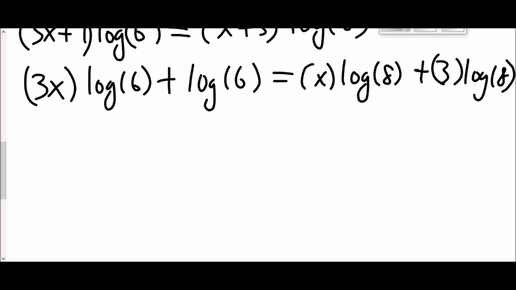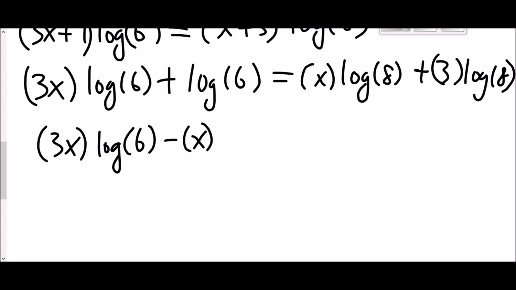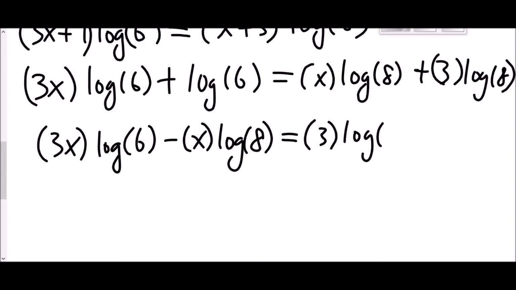Then put anything with x together, so this and this, put them on the same side, and anything else to the other side. So this and this should be together. Move this to the left, so minus x log 8. That means I have on the left hand side 3x times log 6 minus x times log 8 equals, so move this to the other side, positive becomes negative, so right hand side I already have 3 log 8, and then move this to the right, so you flip the sign, so it becomes minus log 6.